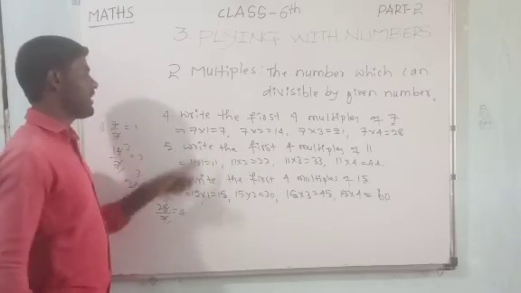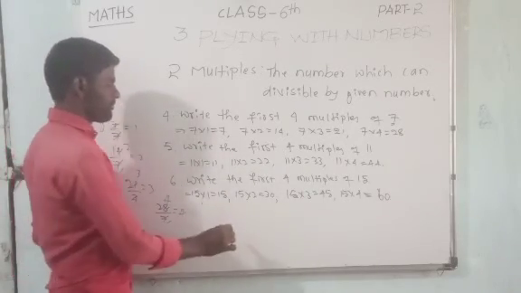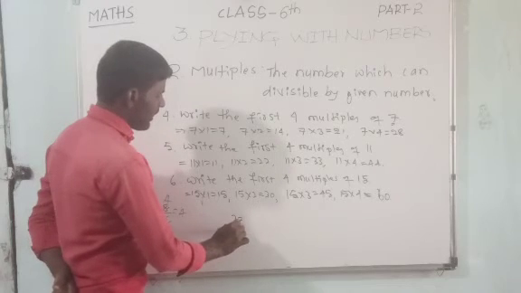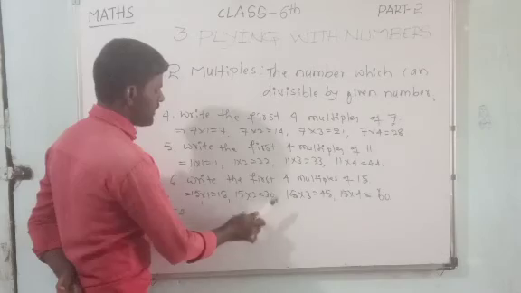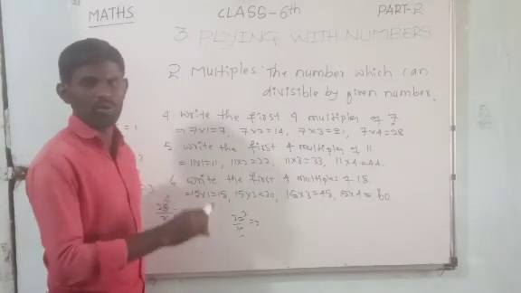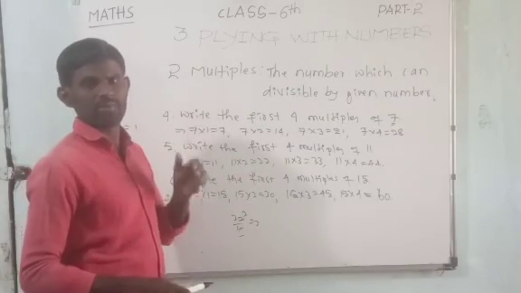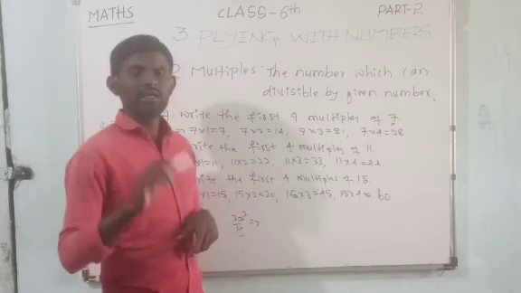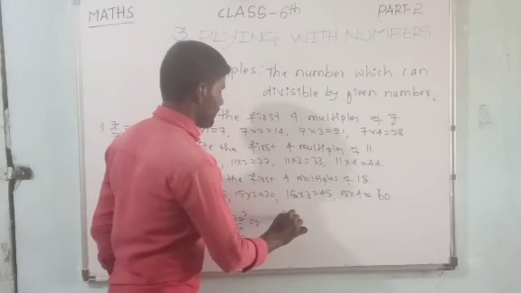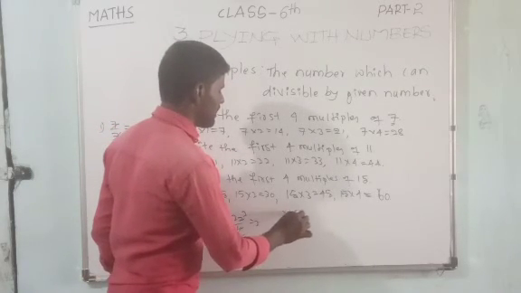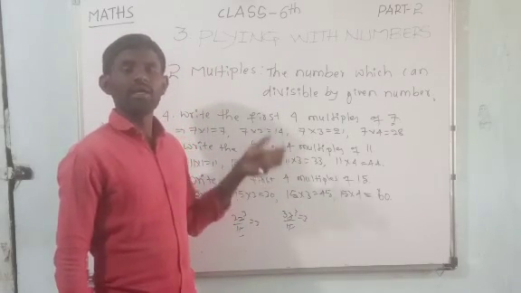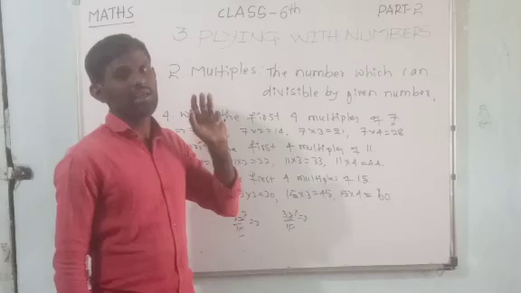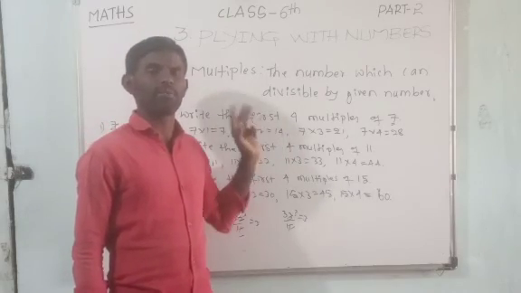Like this, dear children, here also 11. Here 22 divided by 11: 11 ones are 11, 11 twos are 22. Quotient is 2, remainder 0. I mean 22 is completely divisible by 11. Then 33 divided by 11: 11 ones are 11, 11 threes are 33, completely cancelled. Quotient is 3, remainder 0. 33 is completely divisible by 11. That's it. 33 is a multiple of 11.